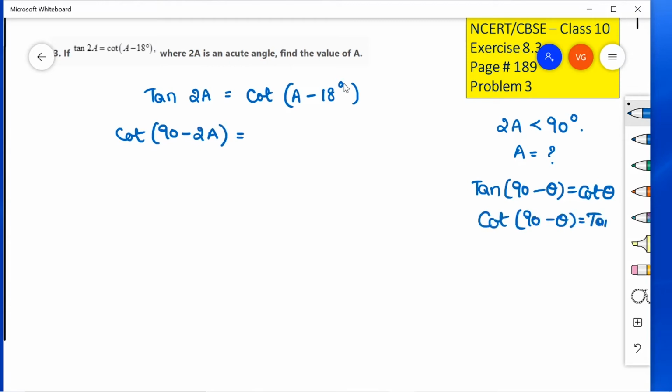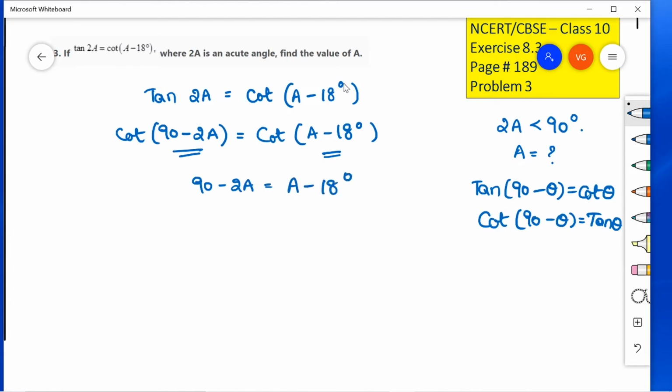So these tan and cot are complementary pairs. Either this tan you can convert into cot or the cot can be converted into tan. Here I am writing tan to cot. Cot of (90 minus 2a) is equal to cot (a minus 18 degree). So both the sides are the same trigonometric ratio, so the angles can be equated. So 90 minus 2a is equal to a minus 18 degree.